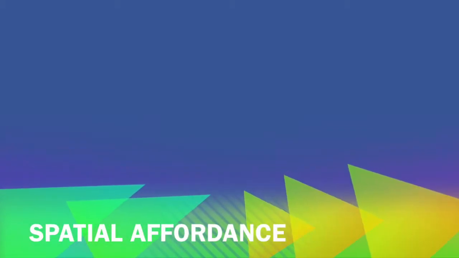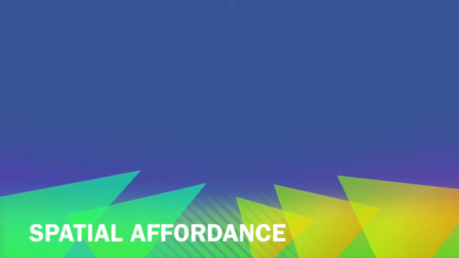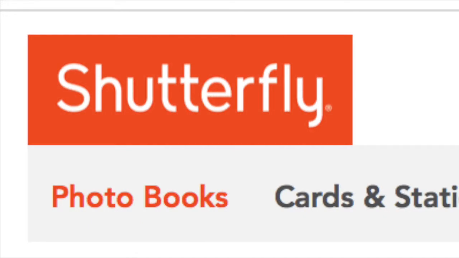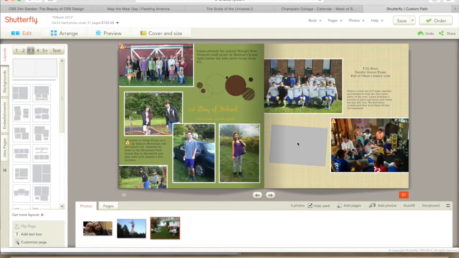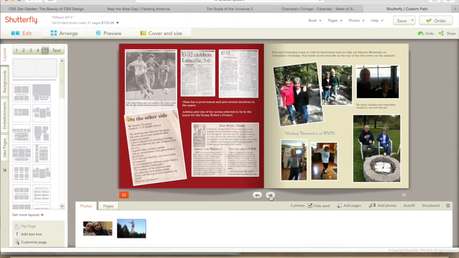The following 5 examples demonstrate particularly good use of the spatial affordance of new media. 1. Shutterfly. I can choose from my collection of pictures and place them in the photo album I am making. I can turn virtual pages and manipulate the design.